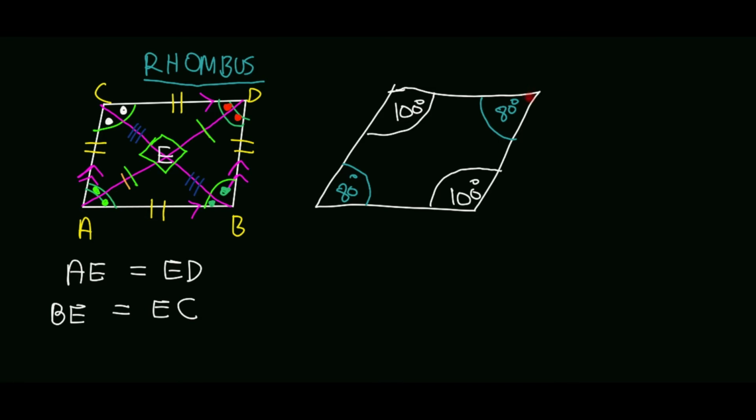So because we say diagonals bisect corner angles, they cut these angles in equal halves. So we can say this angle is 40 degrees, the same as this one is 40, and then this one is 50 degrees and then this one is 50 degrees. So that is something very important.